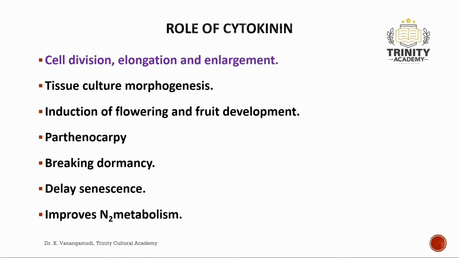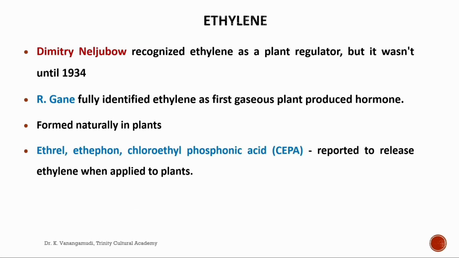It helps in cell division, cell elongation and cell enlargement. Also useful in tissue culture morphogenesis. Helps in induction of flowering and fruit development, parthenocarpy, breaking dormancy, delays senescence. Finally, it improves nitrogen metabolism. So far we have seen growth promoters. Now we are going to see growth inhibitors.